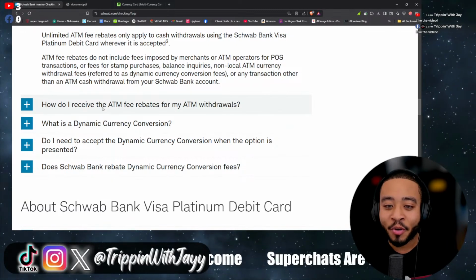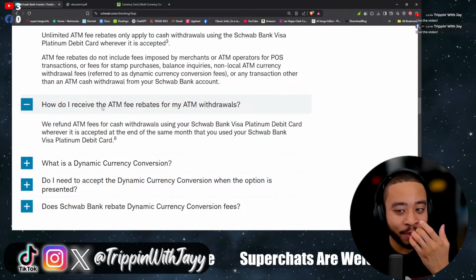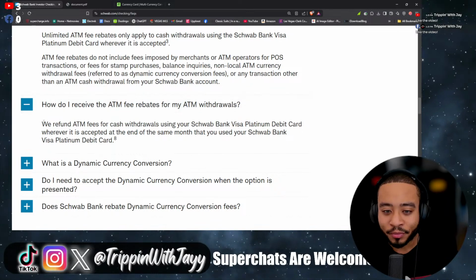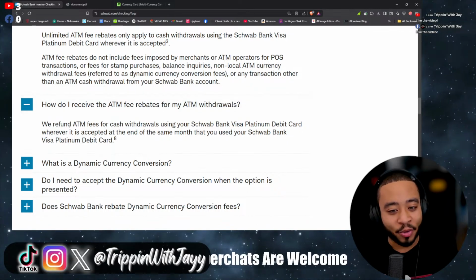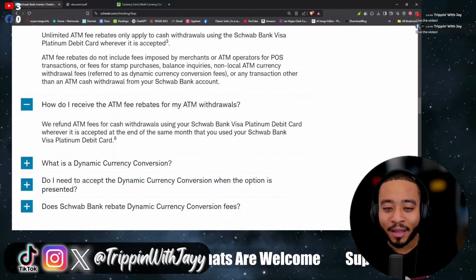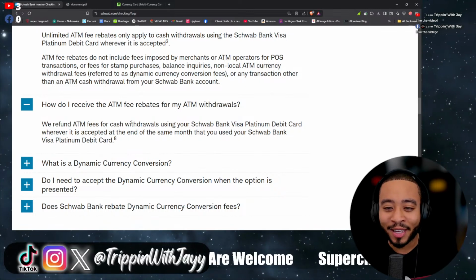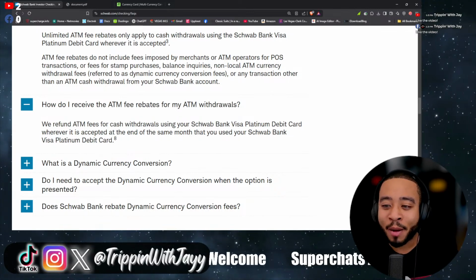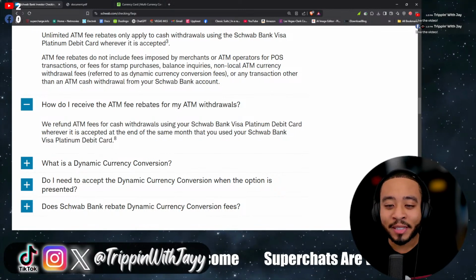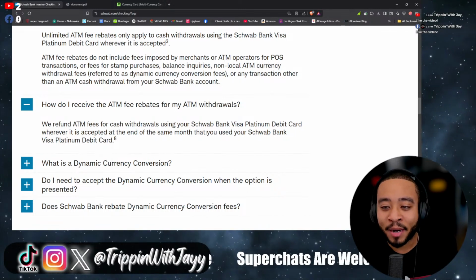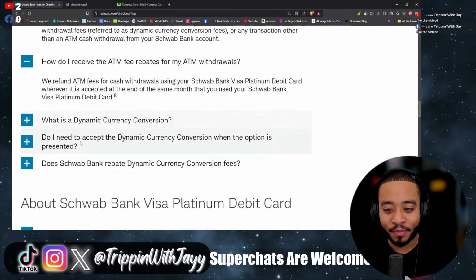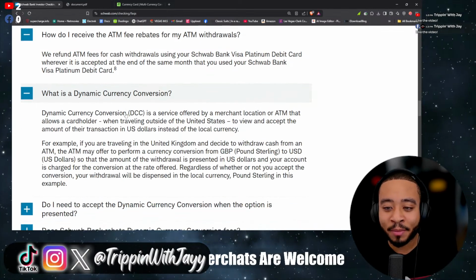How do I receive the ATM fee rebates for my ATM withdrawals? They refund ATM fees for cash withdrawals using your Schwab card wherever it is accepted at the end of the same month that you used your Schwab card. Easy. They make it super simple.